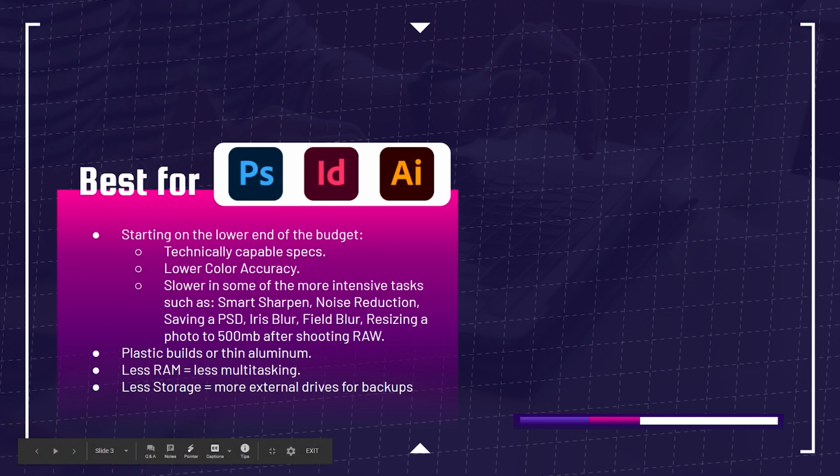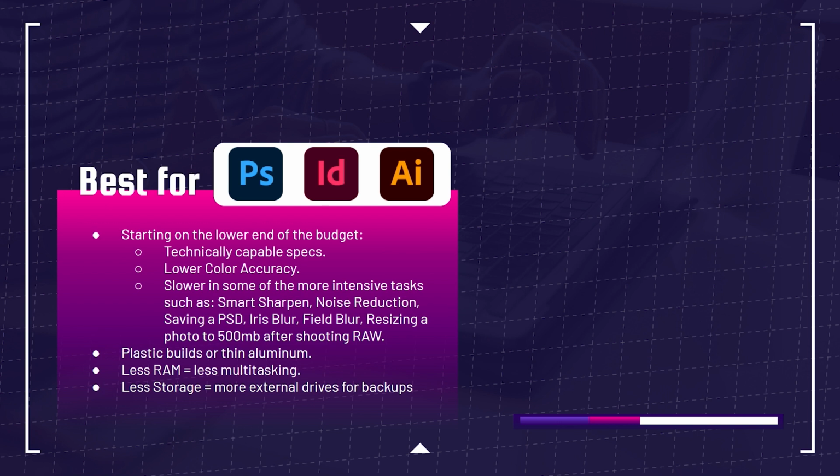So the first use case is going to be best for Photoshop, InDesign, and Illustrator. So starting on the lower end of the budget, these are technically capable laptops, but they're going to have some lower color accuracies, and they'll be slower in some of the more intensive tasks inside of Photoshop, such as smart sharpen, noise reduction, saving a PSD, like very, very large PSDs, maybe iris blur, field blur, resizing a photo to 500 megabytes after shooting RAW. Some of those things will take a little bit more time on these laptops. Not saying it's not possible. That's just something you can anticipate.